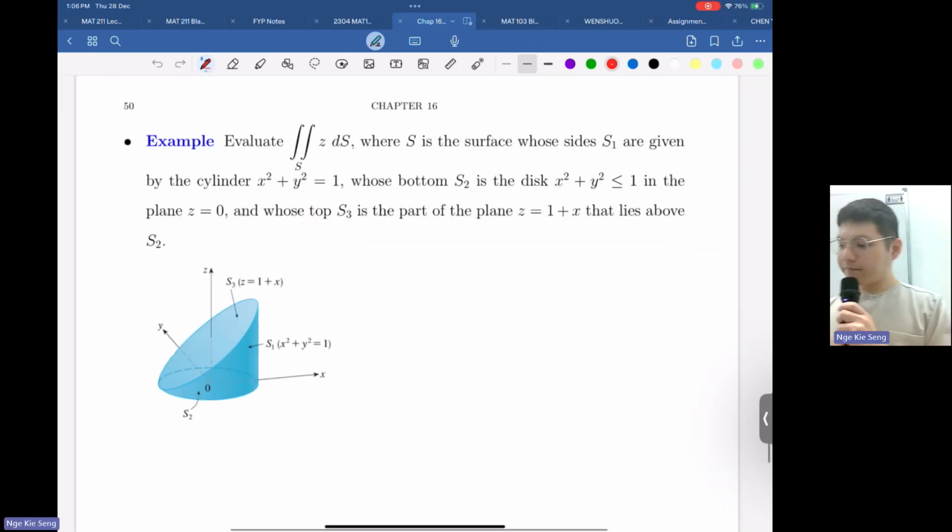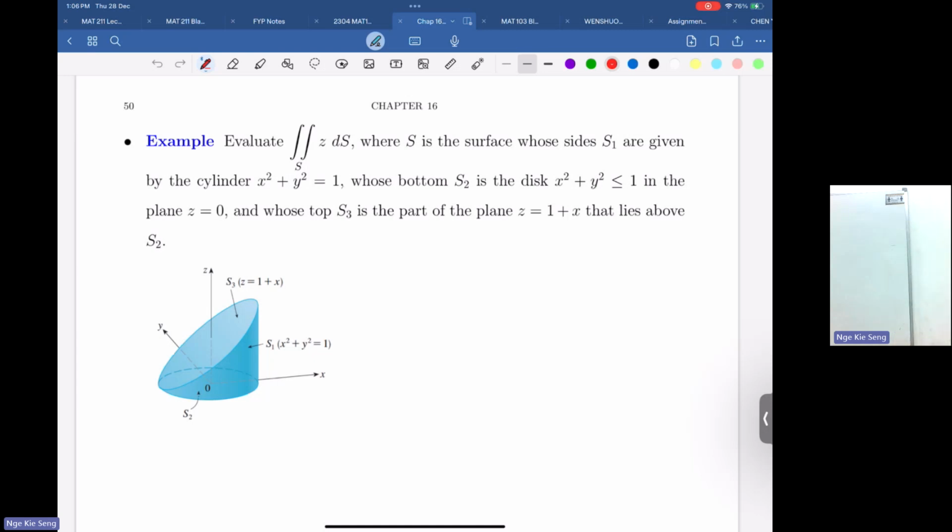Okay, so let's do this question to remind ourselves what the surface integral is. So try and evaluate this function z. Okay, this is a double integral, but the double integral here has a dS, not the normal dA. So this surface is not flat. So what kind of surface is this?